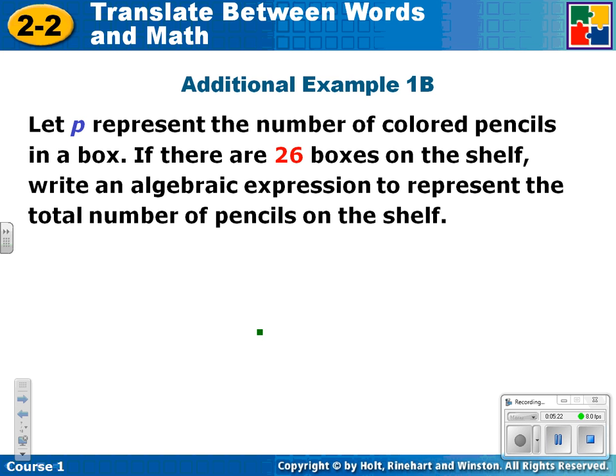When you look at the question then, it says to represent the total number of pencils. Is the total number of pencils going to be more or less than the number of boxes that we have? Let's think about that. It's going to be more, because hopefully there's pencils in the box, right? So you know it's going to be more.